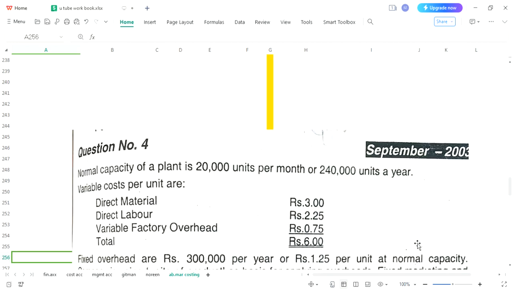In part A, we have completed absorption costing for the income statement. In part 2, we have completed marginal costing, 4 parts. Question 4 has been completed. Time for question 4 is ended.